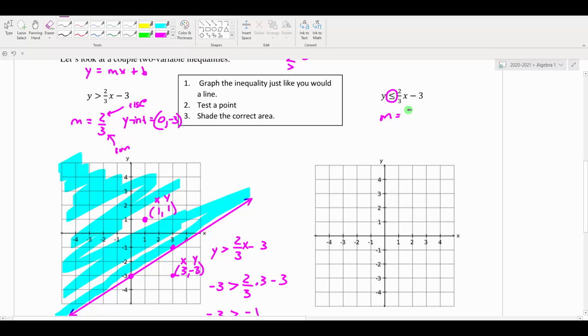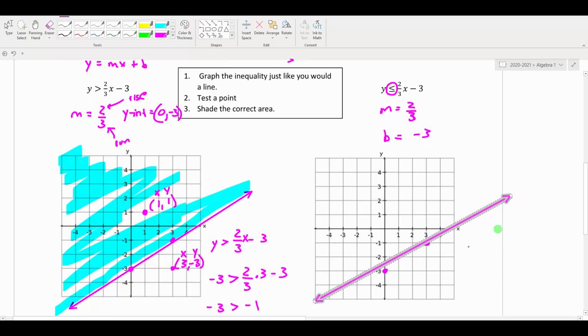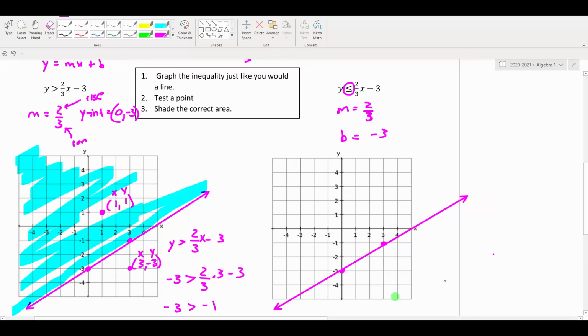The slope is still 2/3, and the y-intercept is still negative 3. So I'd go to negative 3, go up 2 over 3, just like I did in the last line, and then draw a line through those 2 points. There we go, so there's my line. And we're going to test a point just like I did over here, to see which side is going to be true.